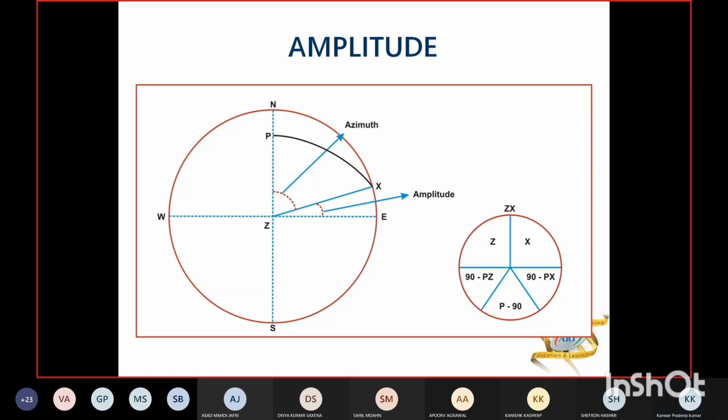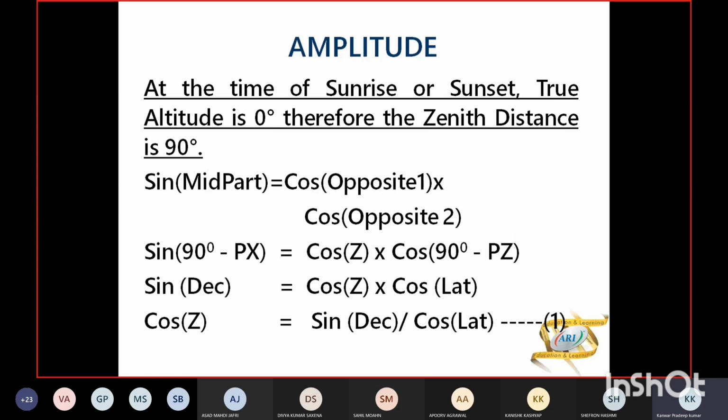Because you have taken the azimuth, you will have Z. I will go back again to the slide. Sin 90 minus PX is equal to cos Z into cos 90 minus PZ. What is 90 minus PX? If PX is the polar distance, then what is 90 minus PX? So you have directly written sine declination. You don't need to write cos PX, 90 minus PX is the declination, right? So directly sine declination.